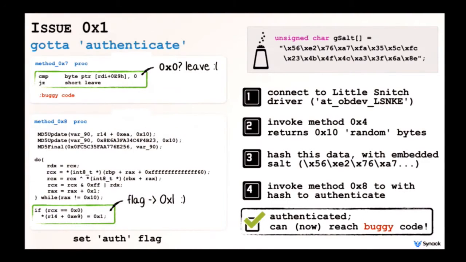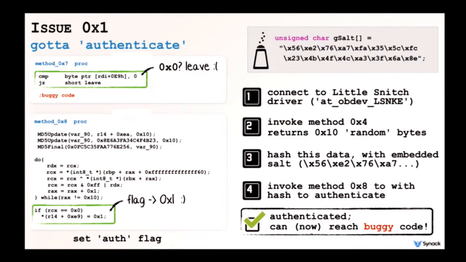Well, it turns out first, before the vulnerable code, there's actually a check in the LittleSnitch driver. What the check does is it checks some value, which turns out to be an authentication flag. And if that is not set to 1, it bails. It doesn't even invoke the buggy code. So we have to figure out how to set this flag so we can reach the buggy code.